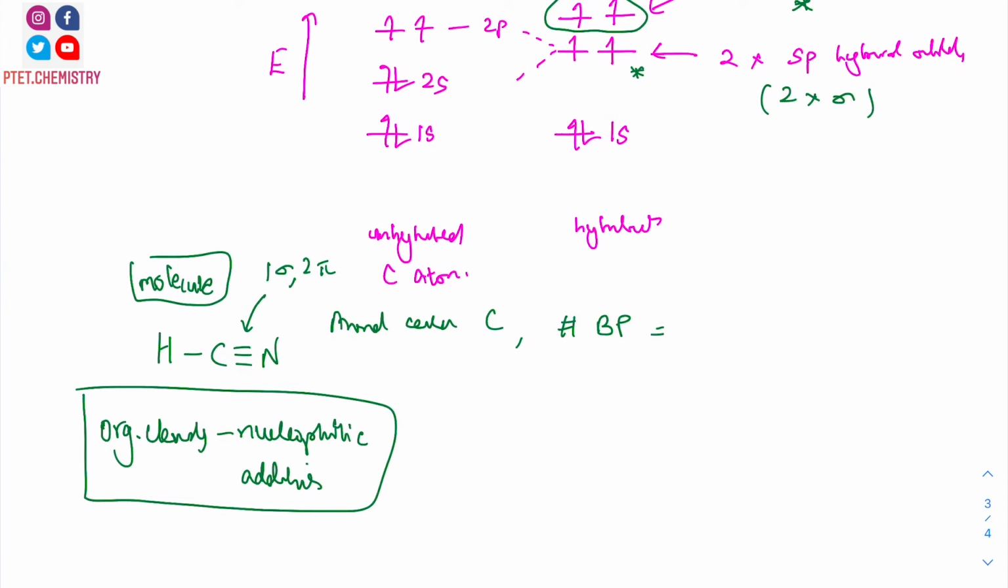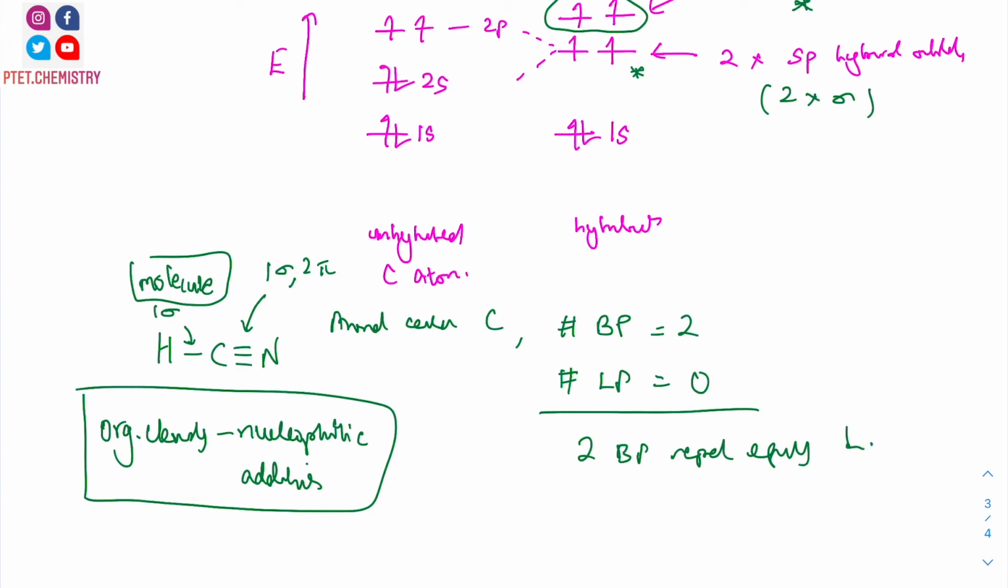We count only the sigma around the central carbon. So 1 sigma here, 1 sigma here, 1 plus 1 is 2. But there is no lone pair because the carbon uses 1, 2, 3, 4, all 4 of its outer shell electrons for bonding. Carbon has 4 outer shell electrons and it has used all 4 for bonding. We talk about the 2 bond pairs repelling equally. So the 2 bond pairs repel equally, and you get a linear 180 degrees.